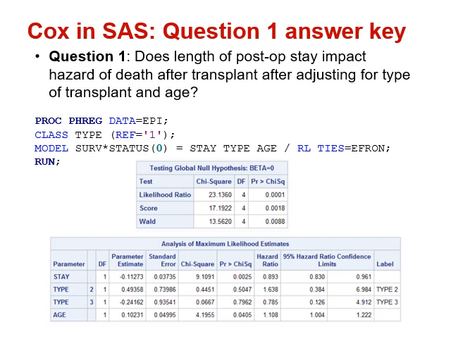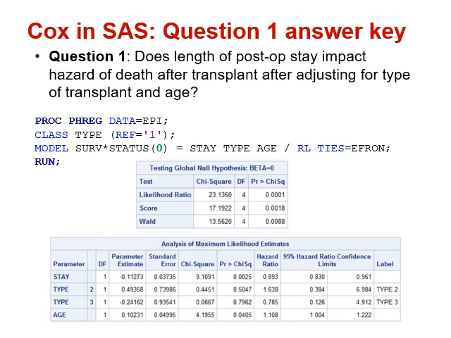So here is a SAS code followed by the SAS output, which we are going to use to answer our question number 1, which was, does length of post-operative stay impact hazard of dying after transplant after adjusting for type of transplant and age? We will use proc phreg data is equal to epi, class type reference is equal to 1. We have to use the class statement here because the type variable, that is type of transplant, is a nominal categorical variable in our data set, and we need to assign a reference using the class statement. I have randomly assigned 1 as a reference. However, you can use 2 or 3 as a reference as well.